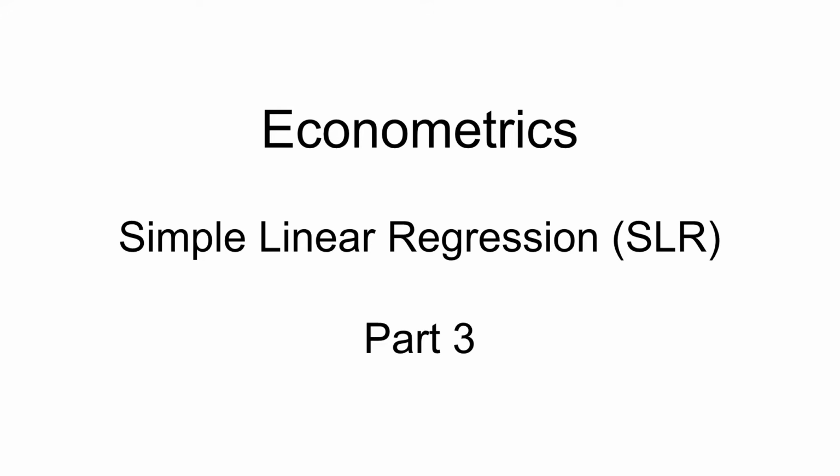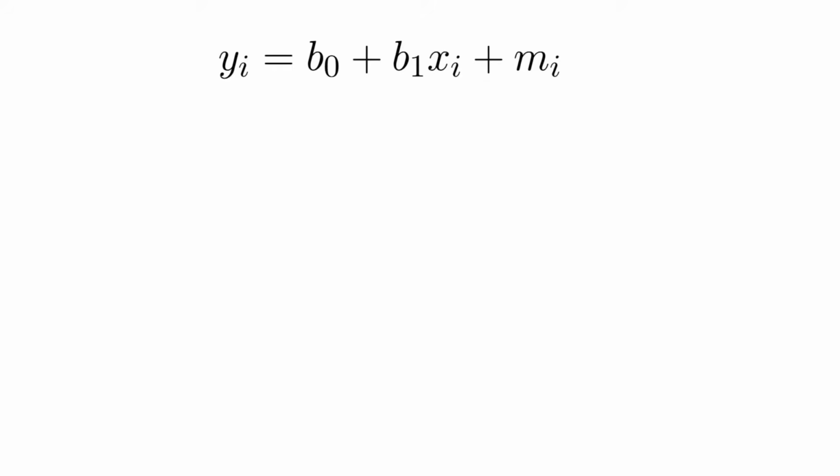Hello everyone, this is part 3 of simple linear regression, where we're going to interpret the results and talk about various potential problems with the results. Let's pick up from part 2, starting from this equation with 30 data points.